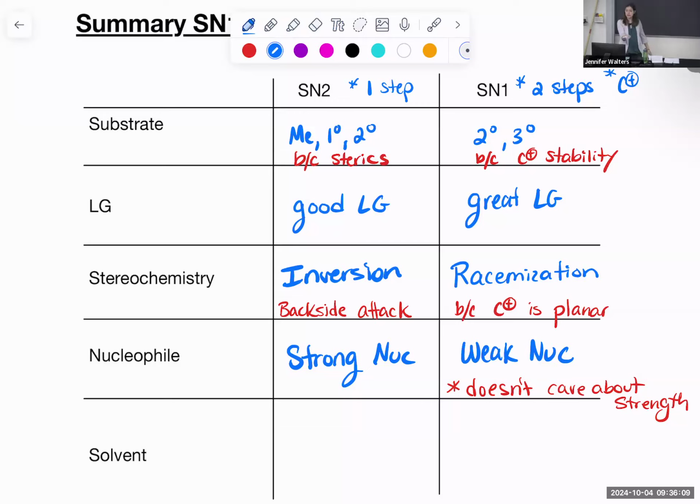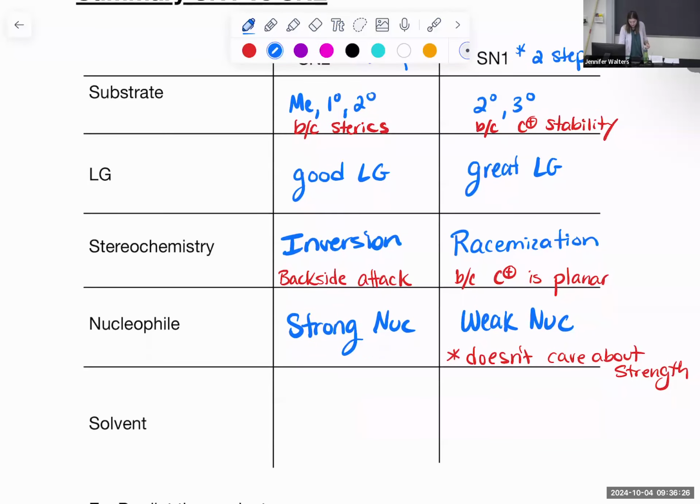So if you're a strong nucleophile, you're just going to go in that first step. So it's going to happen all at once. So the strong nucleophiles will want SN2 because they're going to be really reactive, so they're just going to want to react. SN1 doesn't care because the nucleophile isn't in the rate determining step. For our solvent, our SN2 reaction favors that polar aprotic.